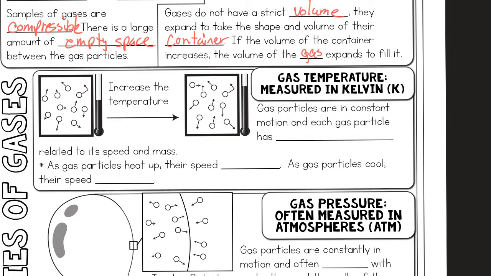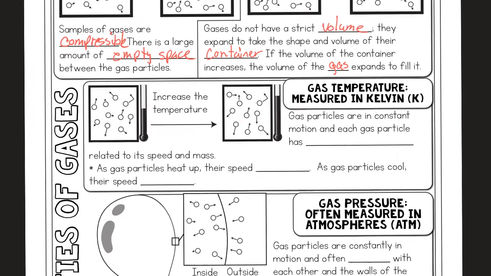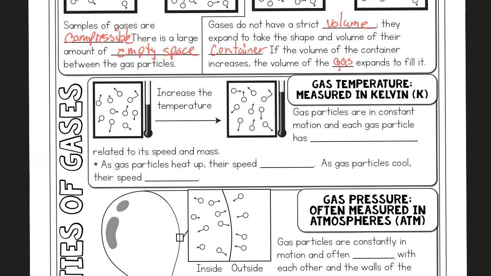So gas temperature is always going to be measured in Kelvin. So whenever we're doing any kind of gas law problem, we want to convert Celsius to Kelvin. Remember, to convert Celsius to Kelvin, you're going to take your degrees Celsius, and then you're going to add 273.15, and that will give you your temperature in Kelvin. So if we increase the temperature, you can see that our arrows are now longer, which means the speed of our particles is now faster.